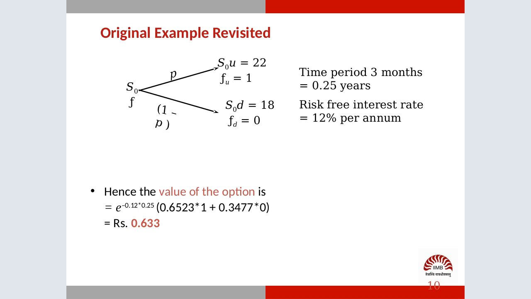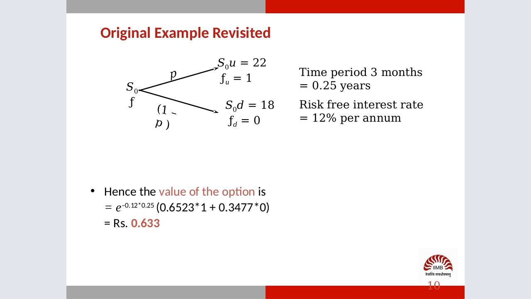So you will get P is equal to exp(RT) minus D, divided by U minus D. Right? This is nothing but the solution to that previous equation, and this is what your P is.